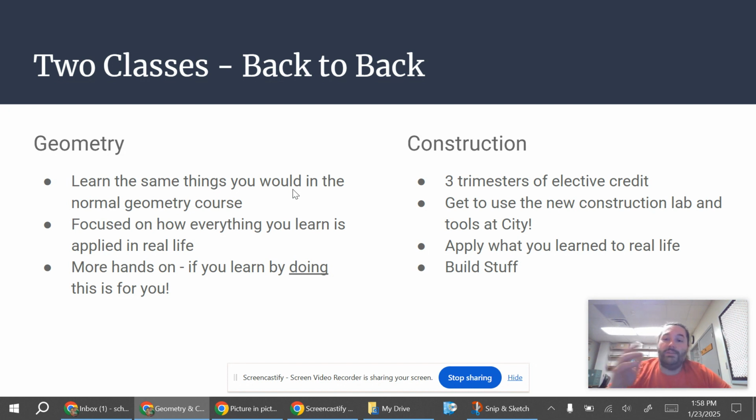On the construction side, you're going to get 3 trimesters of elective credit. So it's going to be a construction class. We're going to apply what we learned. We're going to build some projects. One of the big benefits here is you're actually going to build some projects that are going to stick around, hopefully. And in the past couple of years, we've gotten to build some good additions to the City High campus that you can see around if you go outside and look around.